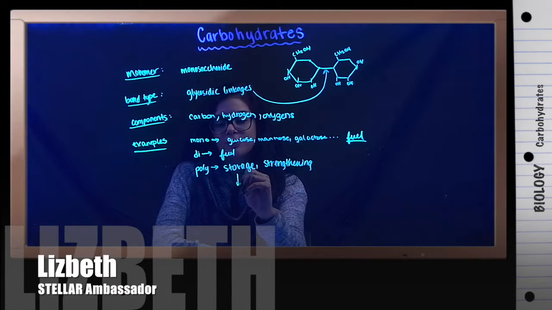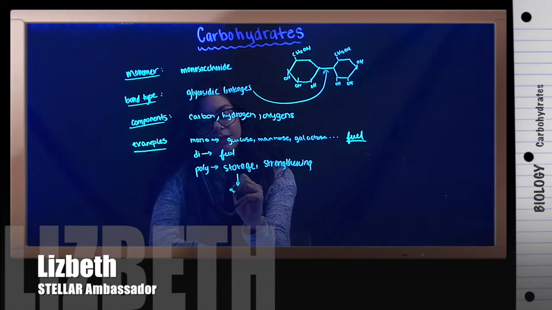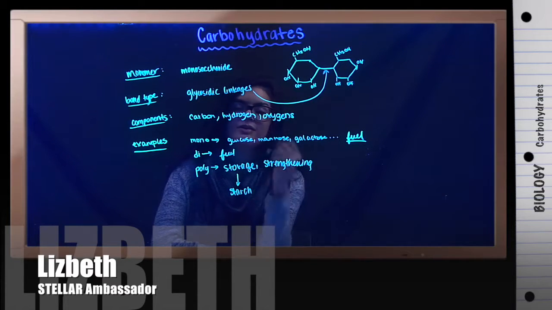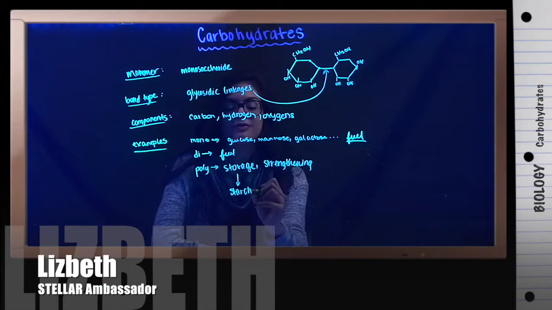For storage, we actually have something called starch. And I'm sure you've heard of starch. They're in potatoes, right? So when you think of starch, think of potatoes. It's found in plants.